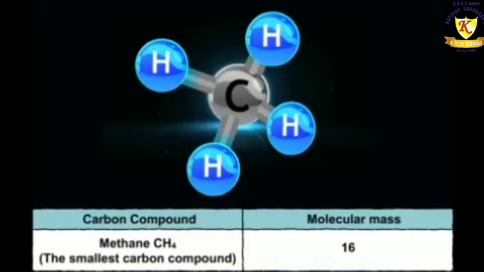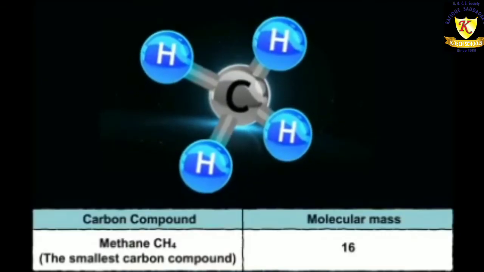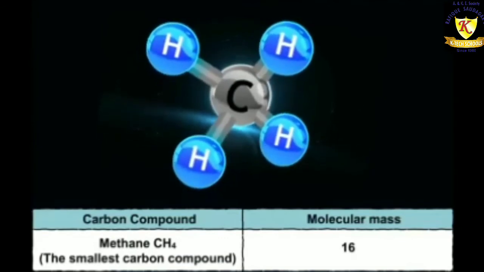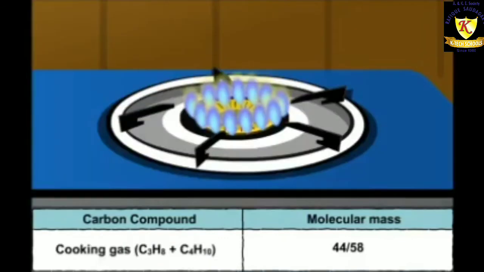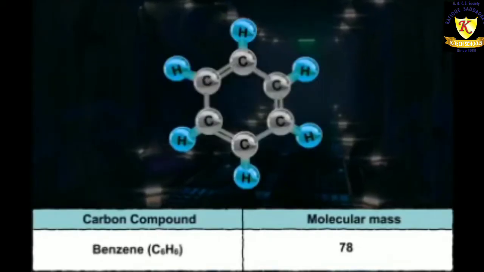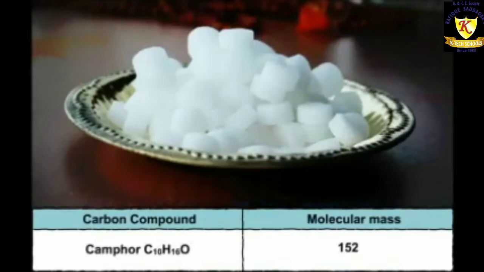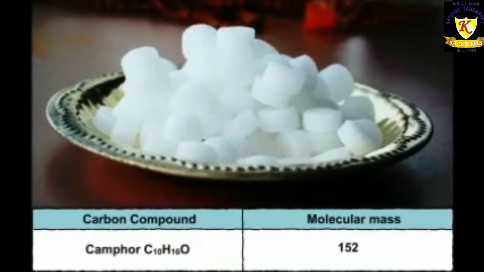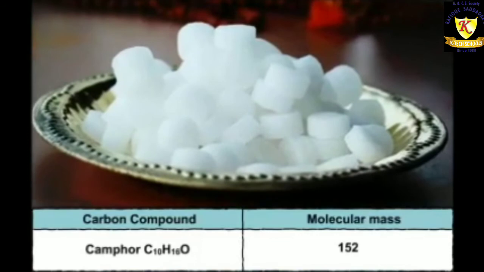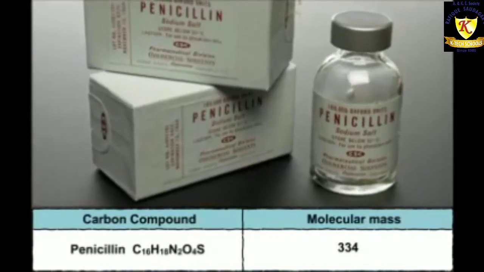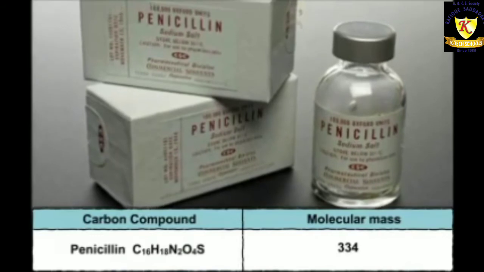Carbon compounds and molecular masses. Here the carbon compound is methane, the smallest carbon compound with a molecular mass 16. Cooking gas: C3H8 with a molecular mass 44 and C4H10 with molecular mass 58. Benzene, C6H6, molecular mass 78. Camphor, C10H16O, molecular mass 152. Penicillin with the molecular mass 334.